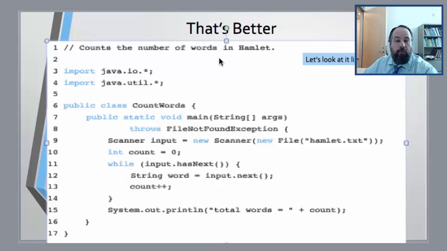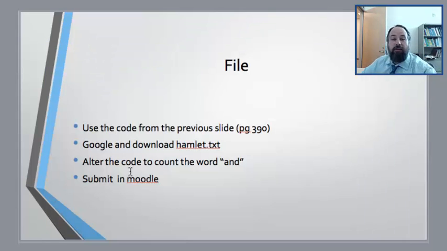Okay, so that is what this program does. What I want you to do now is take that code. It's on page 390 in your book. I want you to download your copy of hamlet.txt, and I want you to change that code. So instead of counting every single word, it only counts the word and. How many times does and appear in Hamlet? And I want you to submit that code for your in-class assignment this week in Hamlet 1. Okay?